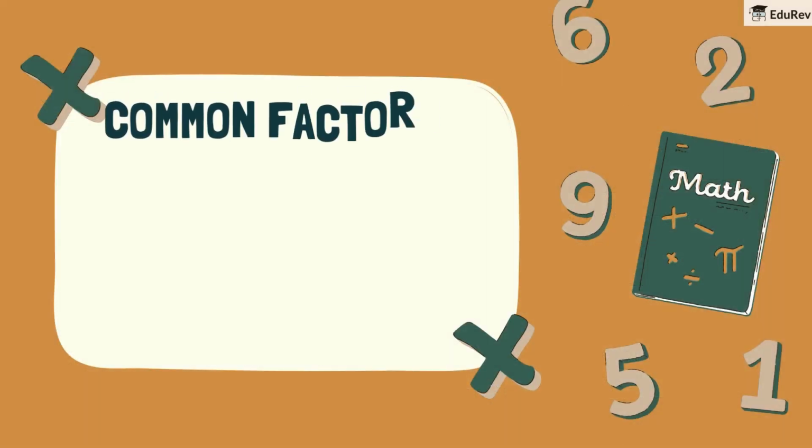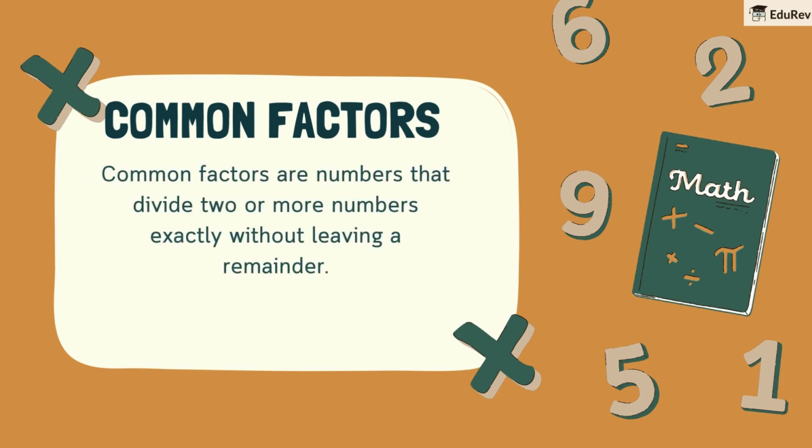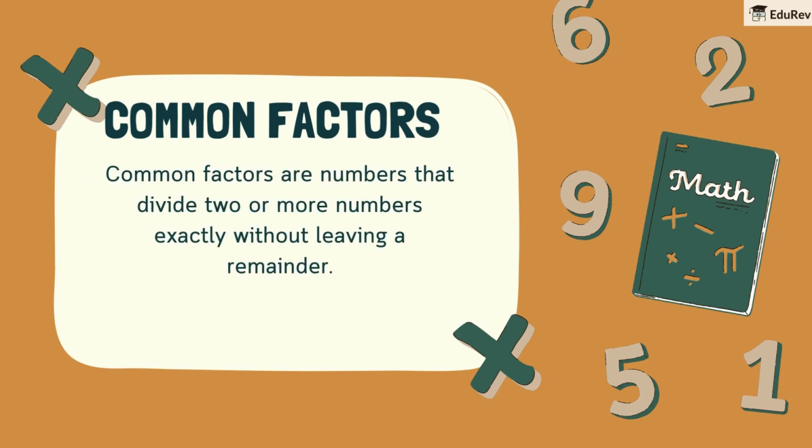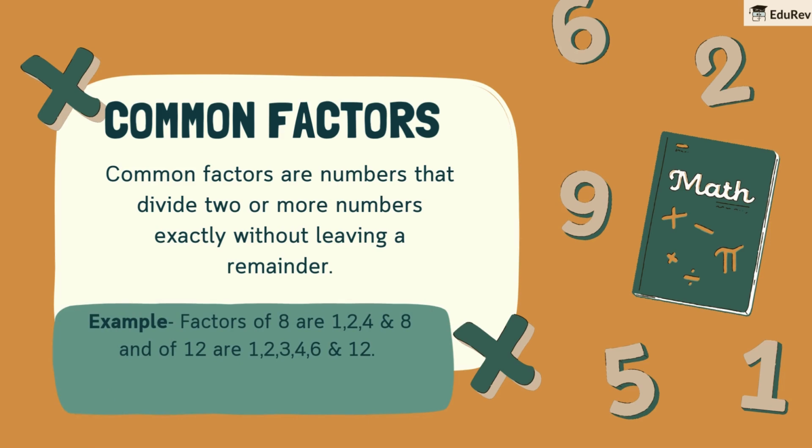Now, we'll explore common factors. Common factors are numbers that divide 2 or more numbers exactly without leaving a remainder. For example, the factors of 8 are 1, 2, 4, and 8, while the factors of 12 are 1, 2, 3, 4, 6, and 12. Therefore, the common factors are 1, 2, and 4.